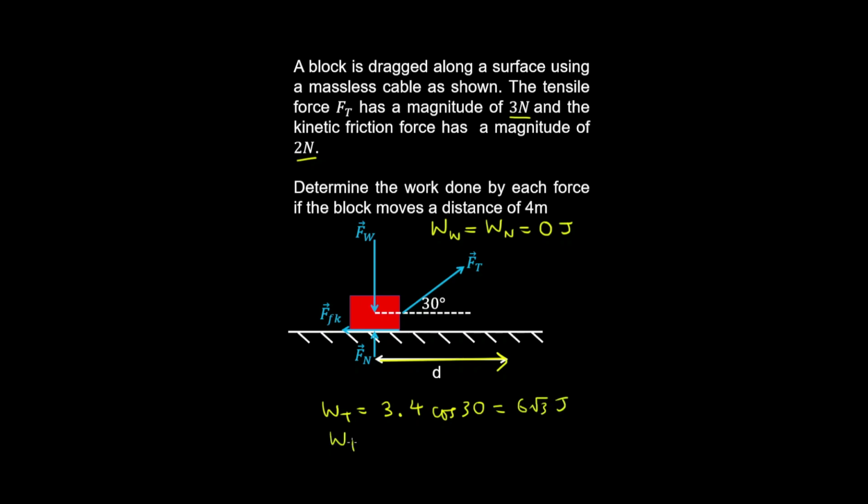And the work done by the friction force is equal to 2 by 4 by cosine 180 degrees, so we get a negative here, and that's equal to minus 8 joules.